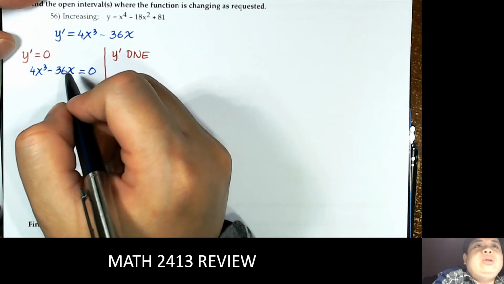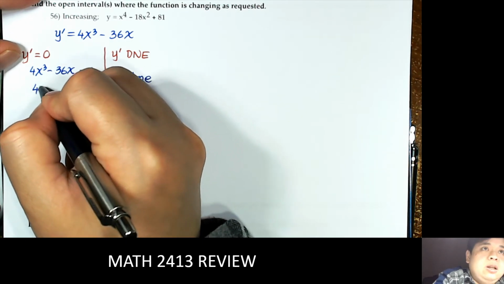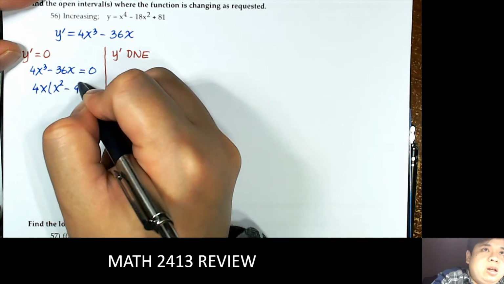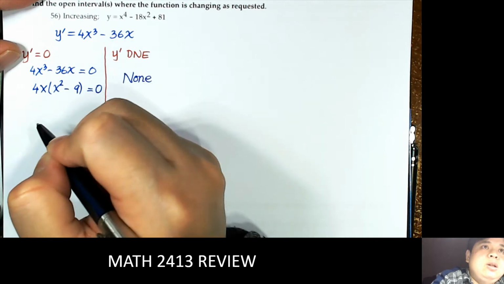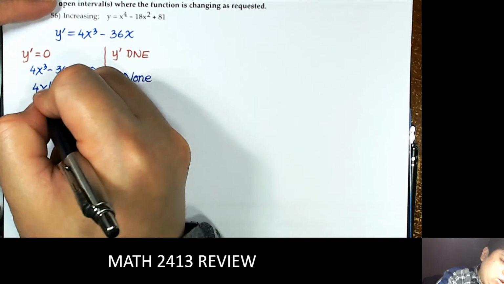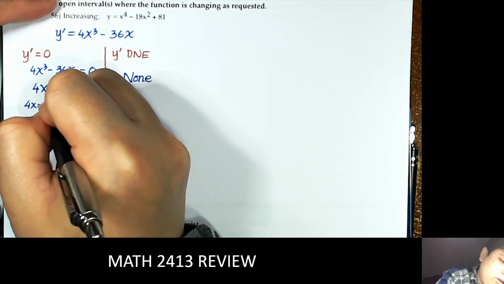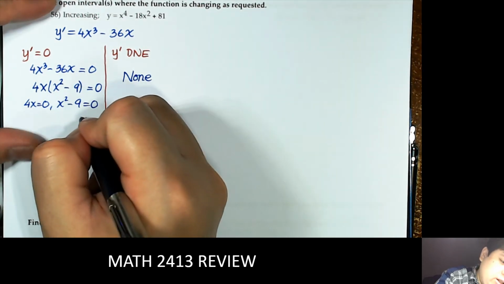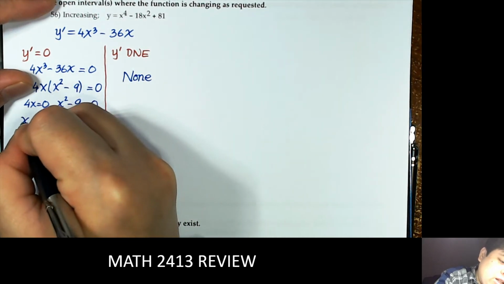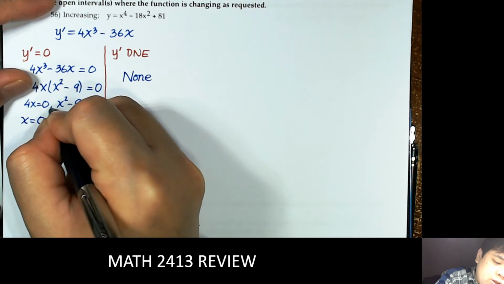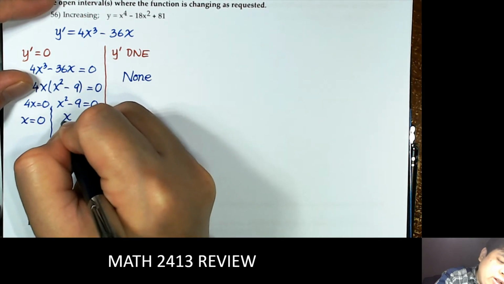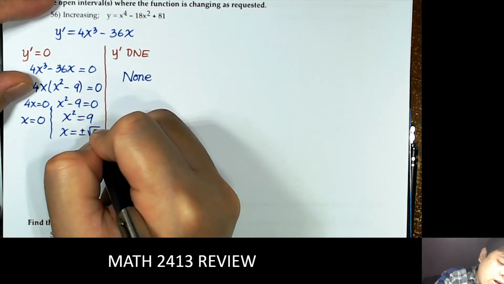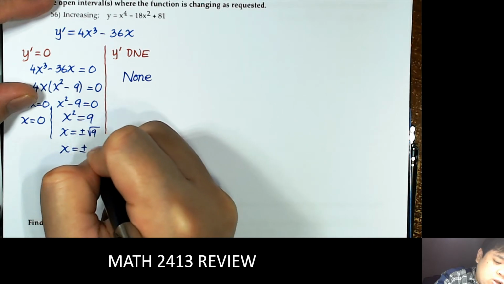We can factor out 4x. So we will have 4x times (x squared minus 9) equal to 0. So we have 4x equal to 0, or x squared minus 9 equal to 0. First, 4x equal to 0, so x equal to 0. Move the 9 over. X squared equal to 9, so x equal to plus or minus square root of 9. So x is equal to plus or minus 3.